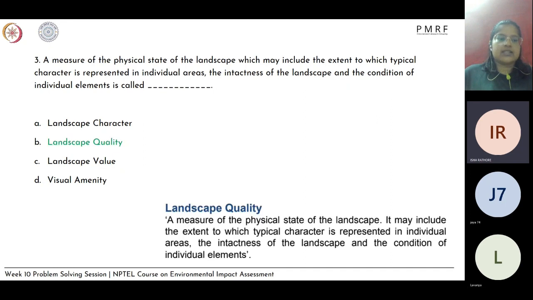Okay, so the correct answer is B. Landscape quality. So the correct definition was for the landscape quality.